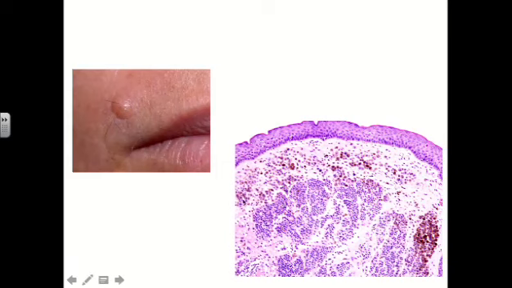So bland nests of melanocytes, they are maturing in terms of the pigment is mainly at the top and it kind of disappears at the bottom. Cells are bigger at the top, smaller at the bottom. You won't see mitosis if you look at this. This is a benign mole, a dermal mole. Very good.